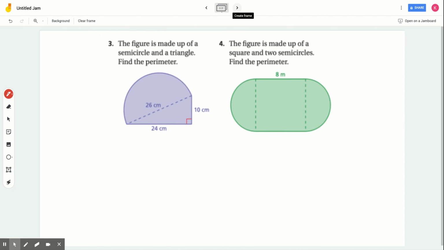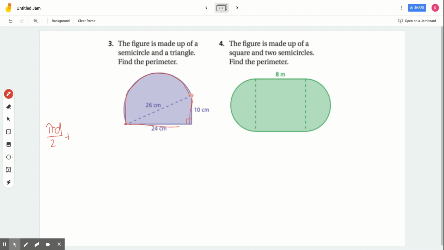Now, if we look at the next two, number 3 says this figure is made up of a semicircle and a triangle. Find the perimeter. So we need to start in one spot and go all the way around the figure. Here we will see that this is like half of the circle, so that's like half of the circumference. Remember that circumference is pi times diameter, but since we're only going around halfway, we're going to divide that by 2.